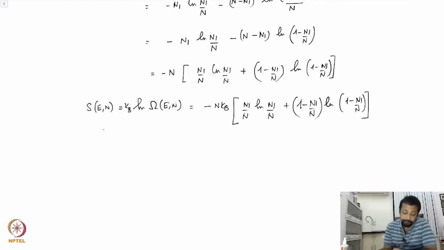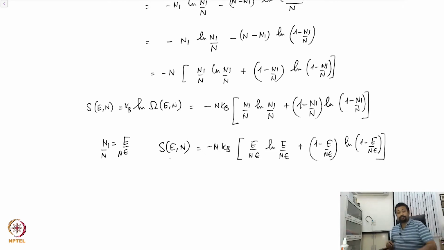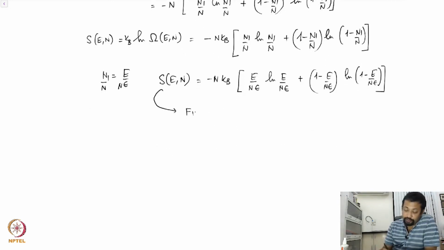But n1 is E over epsilon. So n1 over n is E over N epsilon, and therefore I have minus N kB [E over N epsilon ln E over N epsilon plus (1 minus E over N epsilon) ln (1 minus E over N epsilon)]. And this gives me the entropy as a function of E comma N. Recall, from thermodynamics, this relation is what we call the fundamental relation of type 1.